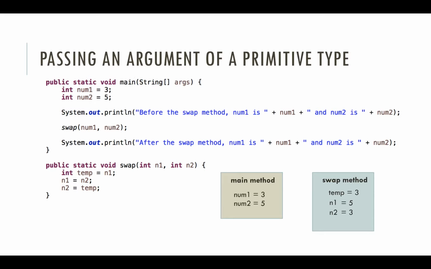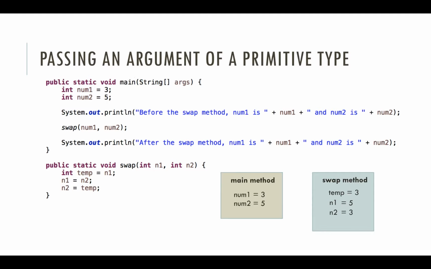So it seems like we've done the swapping for n1 and n2 inside the swap method. Meanwhile, you can easily find out that the changes that we make to swap the values do not apply to num1 and num2 in the main method, so their values remain the same.